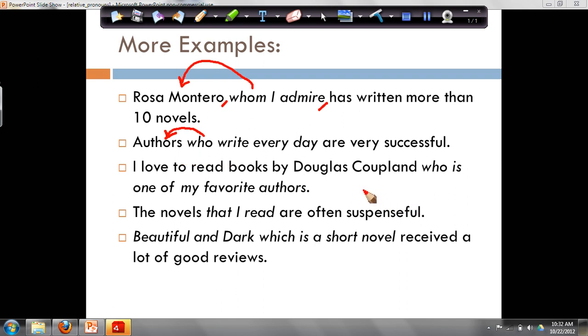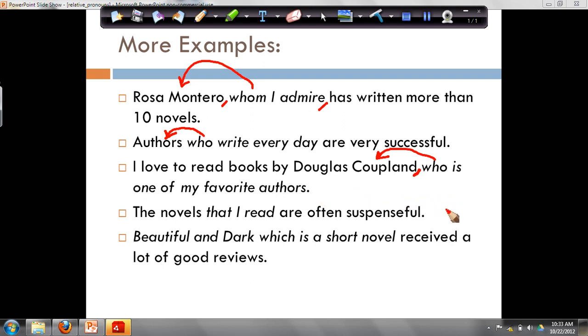Here's another example. I love to read books by Douglas Coupland, who is one of my favorite authors. So we find that our dependent clause is here in italics. And who are we referring to? Who refers to Douglas Coupland? And Douglas Coupland, is that specific? Yes, we have the person's name. So that means this is extra information, so we are going to use commas. In this case, we have just one comma, a comma before the beginning of the dependent clause, because the dependent clause goes all the way to the end of the sentence, and we end with a period.